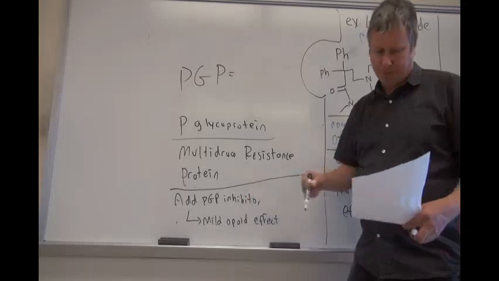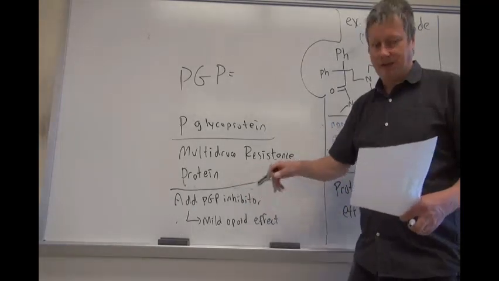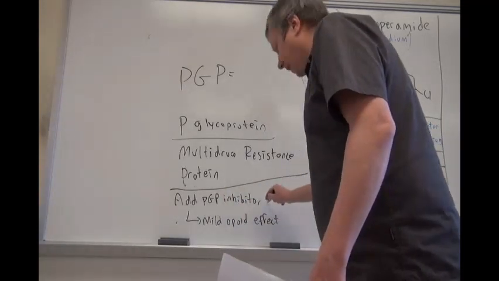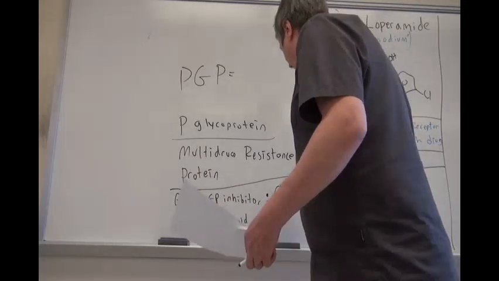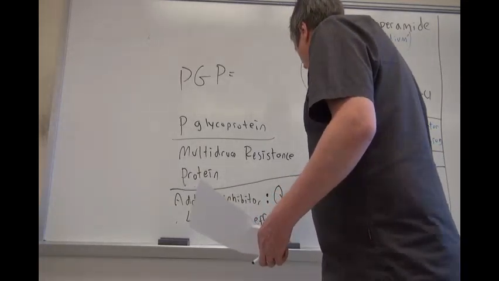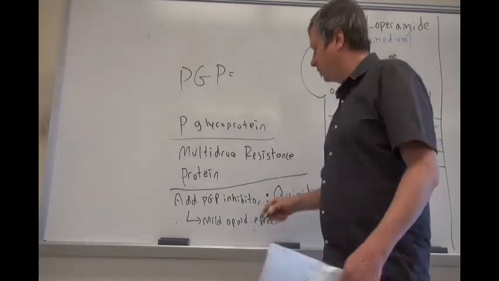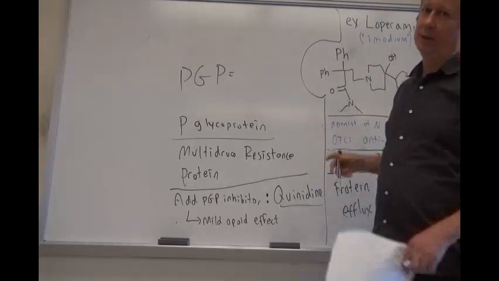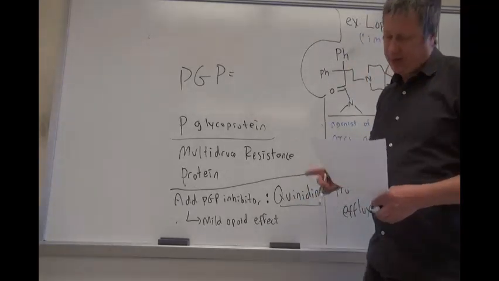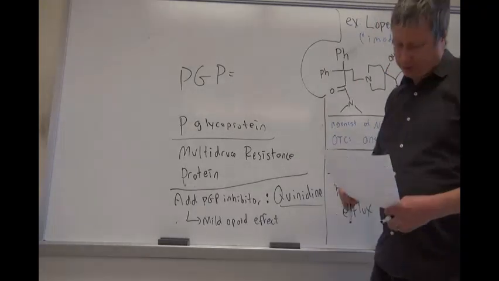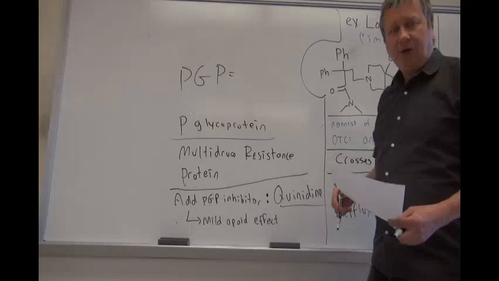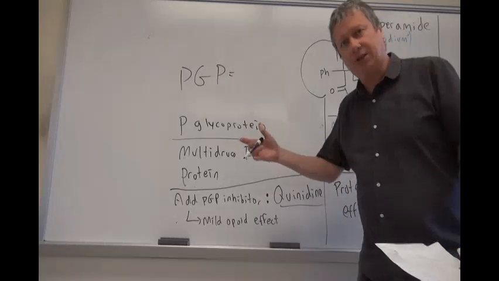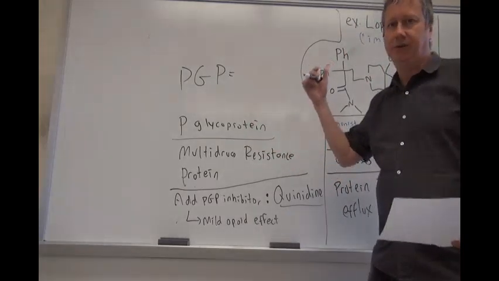There aren't any super potent PGP inhibitors, and they would probably also be toxic, but the PGP inhibitor that people have looked at is called quinidine. When people have looked at adding quinidine, it causes some central nervous system effects with loperamide. So that's kind of interesting also. Okay, so we actually have an X-ray crystal structure of PGP, and I'm going to show that on the screen in a second.